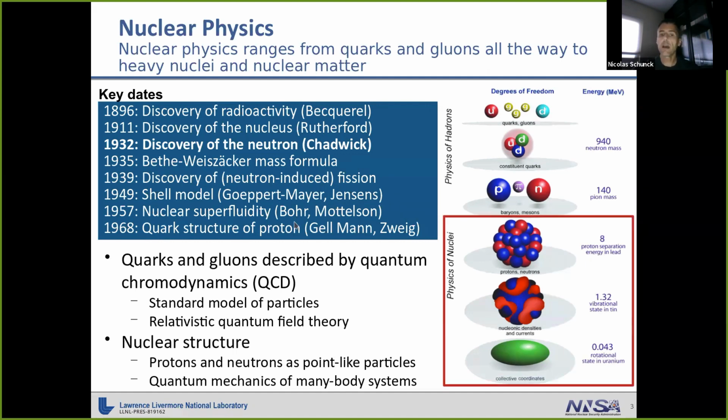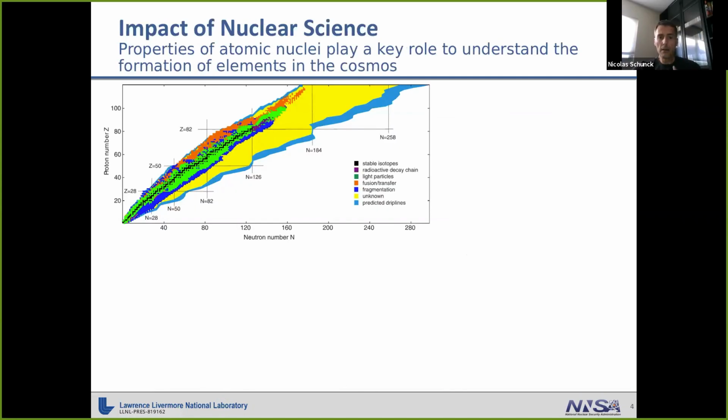In this presentation, I will focus instead more on the physics of nuclei, which takes place at much lower energy scales of the order of the MeV, and where we treat protons and neutrons as point-like particles. So we completely ignore their subnucleonic degrees of freedom. And we also don't use relativistic quantum field theory. We tend to use quantum mechanics, of course, of many body systems, but that is still simpler than relativistic quantum field theory.